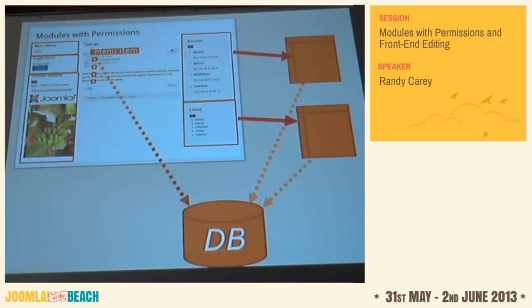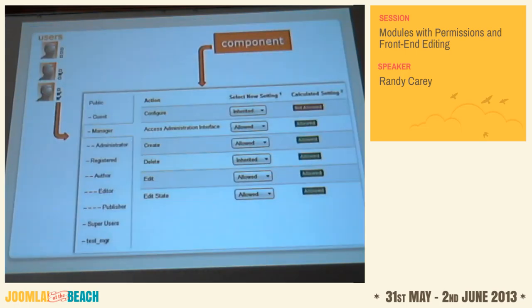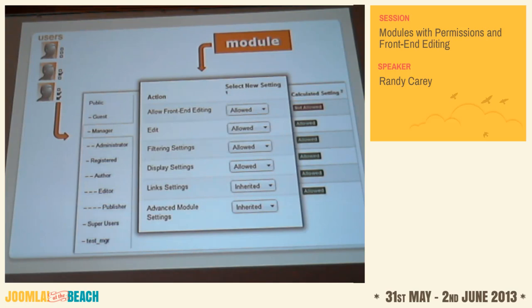And you might say, well, wait a minute, we have display on component areas, but really it's the menu item that controls the display of the data, whereas the component controls the data itself. So a menu item is almost like a module. It's more about display and where it belongs. So if the component has these different actions, when we add permissions on a module, we need to rethink what those actions are. Create, delete, edit, own don't make a whole lot of sense. We want maybe things like filtering settings, display settings, link settings, and each module might be different.